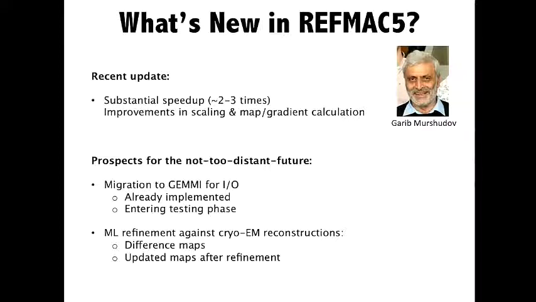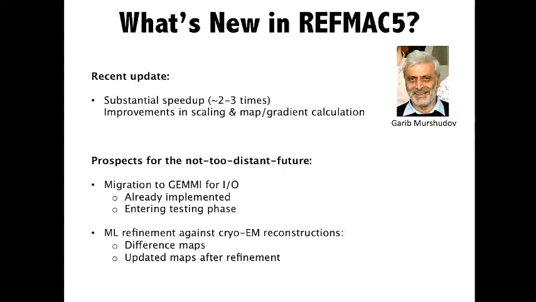So what's new in REFMAC5? I think from a user perspective, there's been all sorts of things under the hood, but perhaps the most interesting thing over the last year is the substantial speed up of maybe 2 to 3 times, so it's much, much faster than it was a year ago. And this is mainly from improvements in scaling and map gradient calculation, as done by Garib Murshudov, who is the principal author of REFMAC.